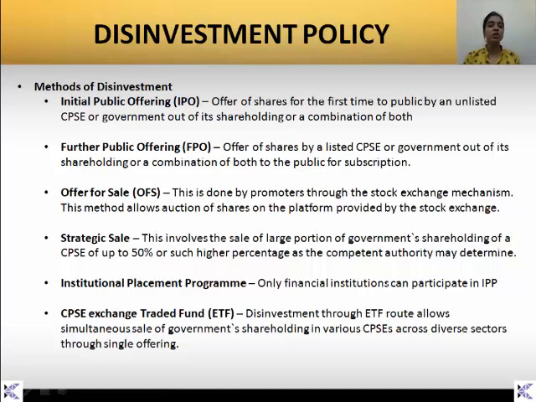A strategic sale will also involve the sale of a large portion of the government shareholdings of the CPSE of up to 50%, or a much higher percentage as a competent authority may determine.